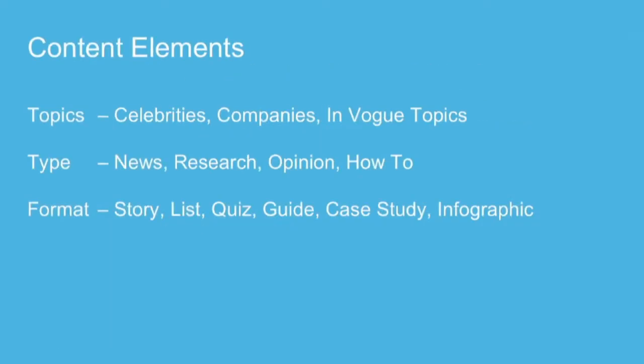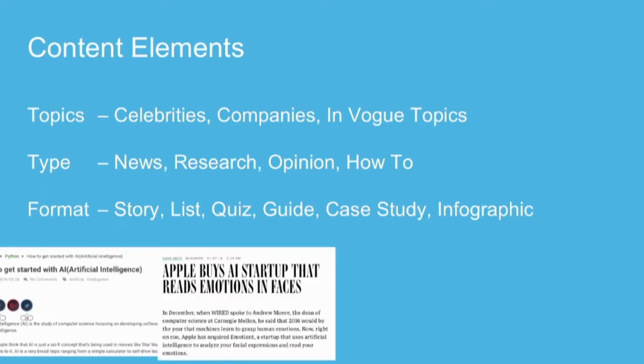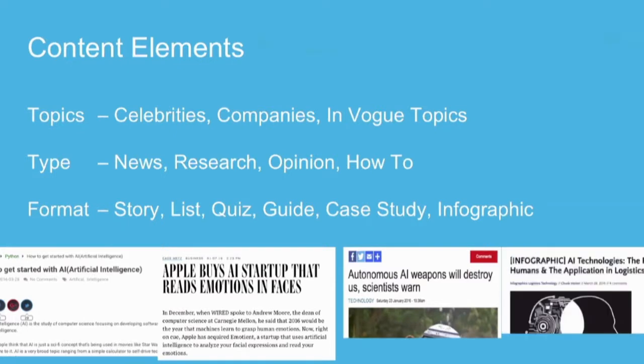In any content, you've got different elements to a particular piece of content. You've got the topic that it's about. It might be a celebrity, it might be a company, it might be an in vogue topic such as machine learning or self-driving cars. Then you've got the type of content. It could be news about self-driving cars. It could be research. It could be an opinion about how it's going to change cities or how to build a self-driving car. And then you've got different formats. You could do that through an infographic, through a case study, through a guide. So you've got lots of different elements that make up content, which we're all aware of. And you can mix these up: how to get started with AI, a news story about AI, an opinion about AI, an infographic, etc.